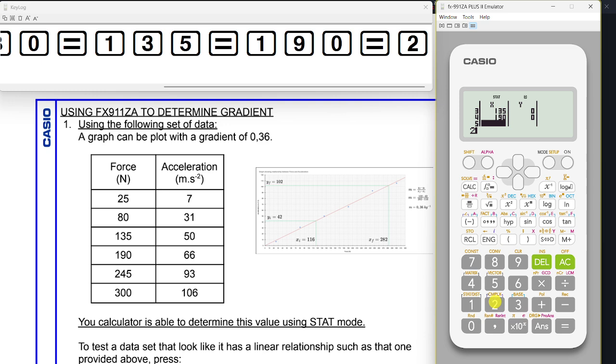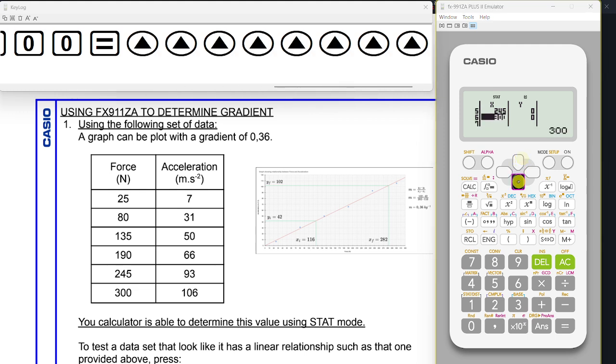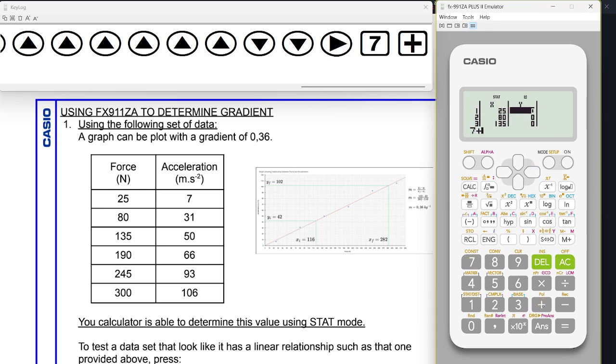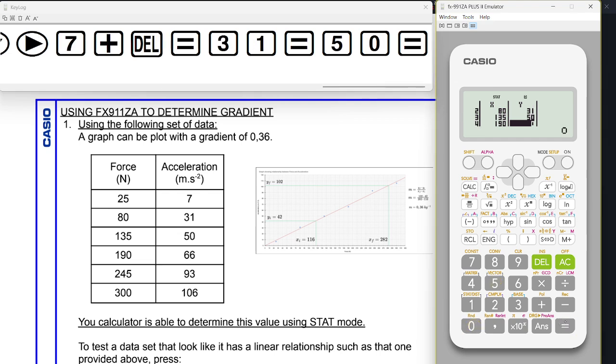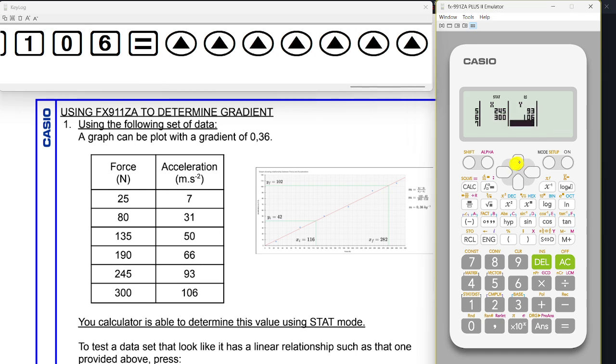equals 245 equals and 300 equals. So once you've put those in, we're then going to go up to the top again and enter all the y values. So 0 and 7, 31, 50, 66, 93, and 106. Right, once you've entered all the values, then comes a bit of a weird step.